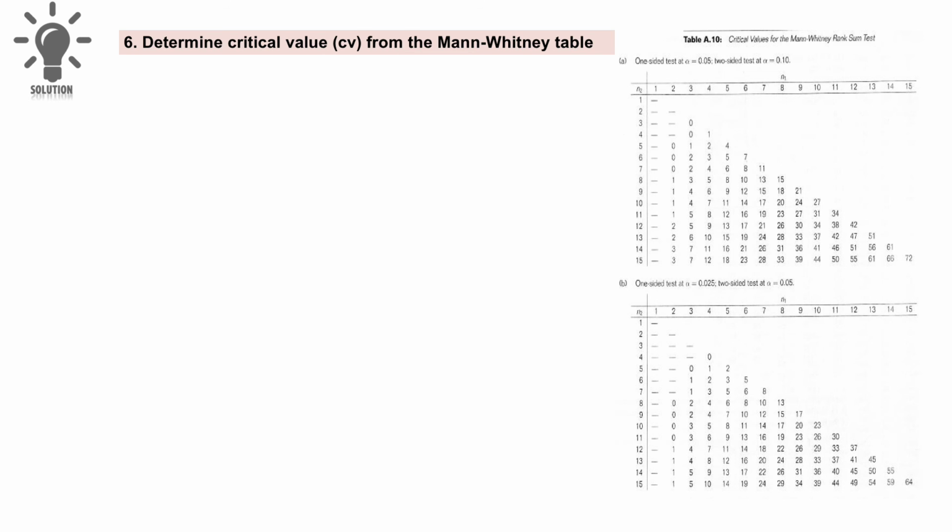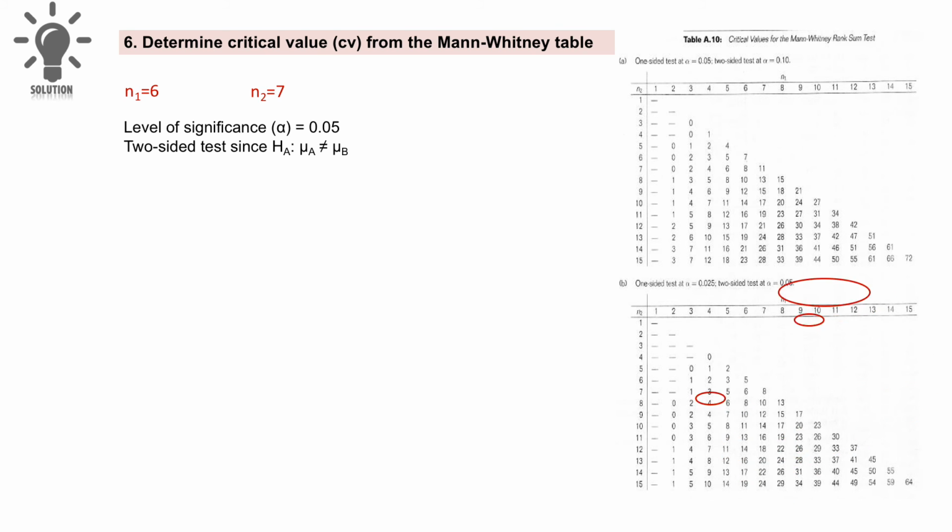In the sixth step, we have to determine the critical value from the Mann Whitney table. This is the Mann Whitney table. In order to find the CV, first we have to identify the values of N1, N2, the level of significance alpha, and also whether the test is one-sided or two-sided. So based on this information, for this problem, the CV is given as 6.